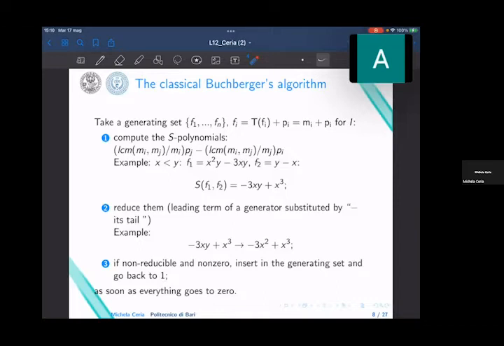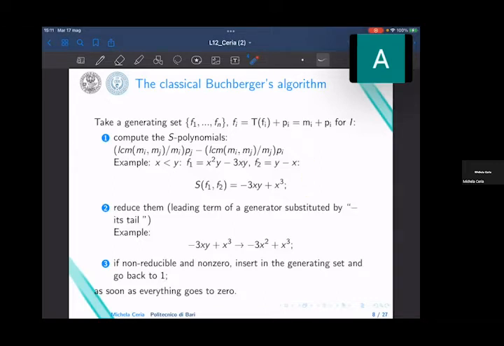Using these pairs, you compute a new polynomial, this one, that is called the S polynomial, in which you put these two polynomials together and you eliminate the leading terms by a sort of gain with least common multiples. Here you see an example.